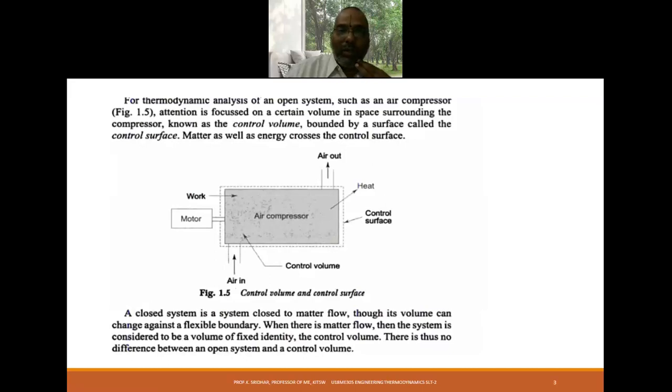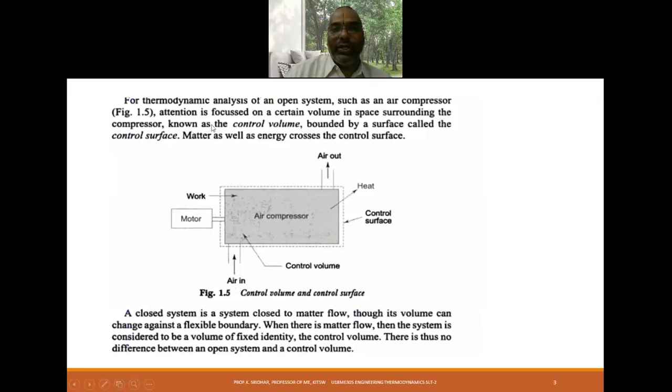So what do you mean by control volume? Here I have written the thermodynamic analysis of an open system. Almost all engineering devices, like a boiler, turbine, nozzles, diffuser and compressors, will be considered as examples of open systems. Here one example we considered is the air compressor.